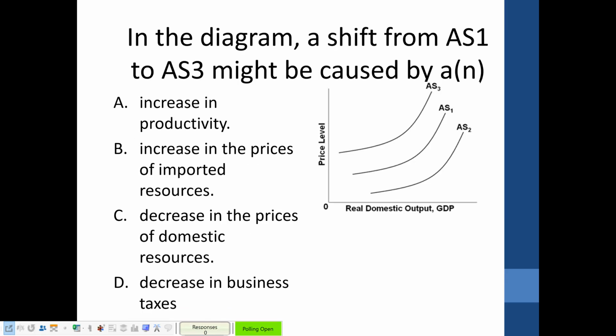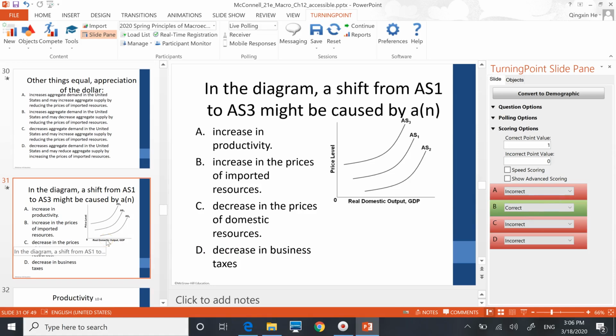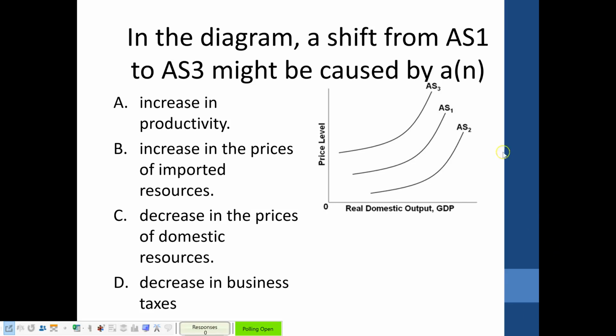Next one, pause the video, do it, and come back. All right, the answer to this one is B as in boy. Aggregate supply 1, 2, 3, we can say shift left-hand side, decrease. We need to figure out which one will be a negative shock and decrease aggregate supply, and we can say it is B as in boy. All the other 3 increase aggregate supply.